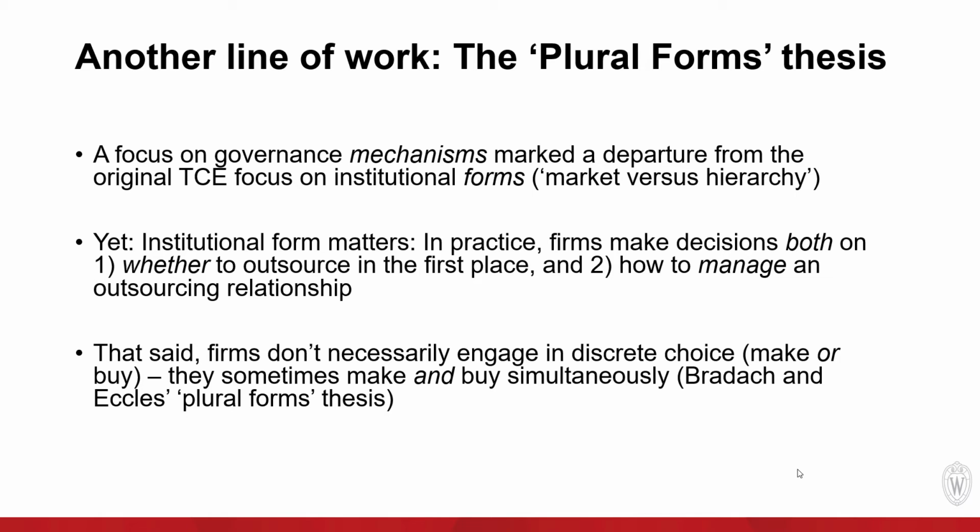That being said, firms do not necessarily engage in discrete choice. They don't necessarily make or buy. Firms sometimes make and buy simultaneously. A manufacturer may make a component in-house and rely on external suppliers. And a company may rely on omni-channels downstream using combinations of direct sales, company-owned retail stores, and independent distributors.